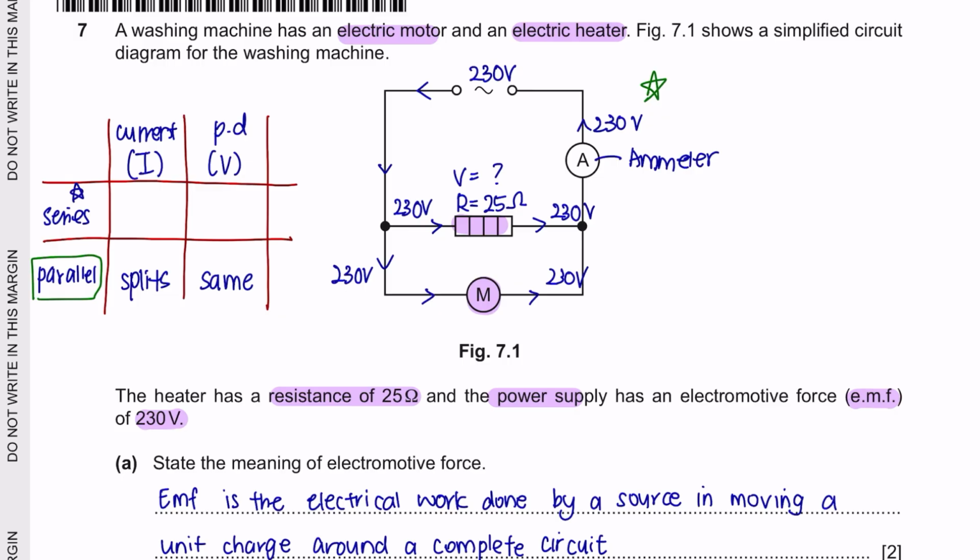And for series circuit, it's the opposite. So since this is a parallel circuit and the EMF is 230 volts, the heater will also receive 230 volts.